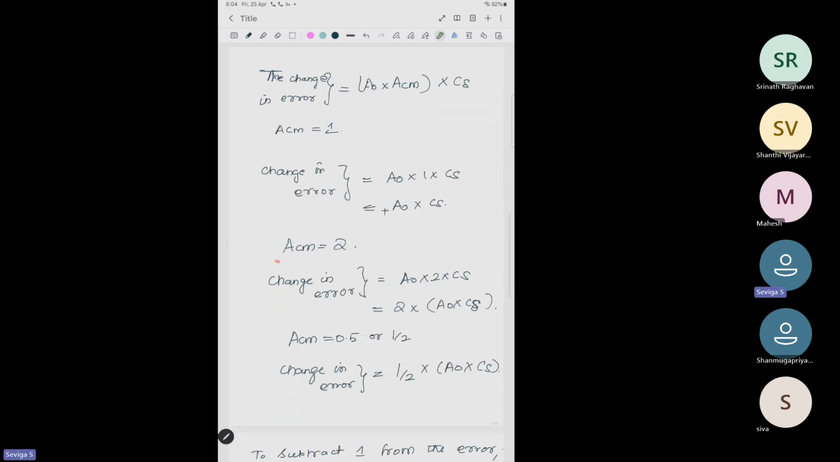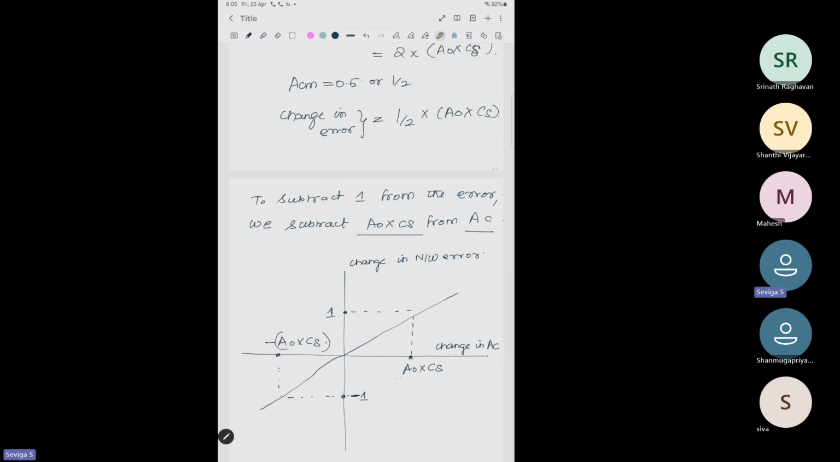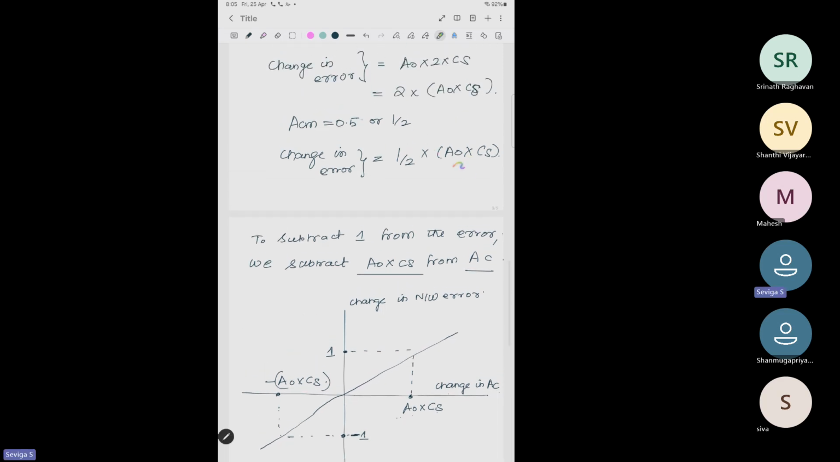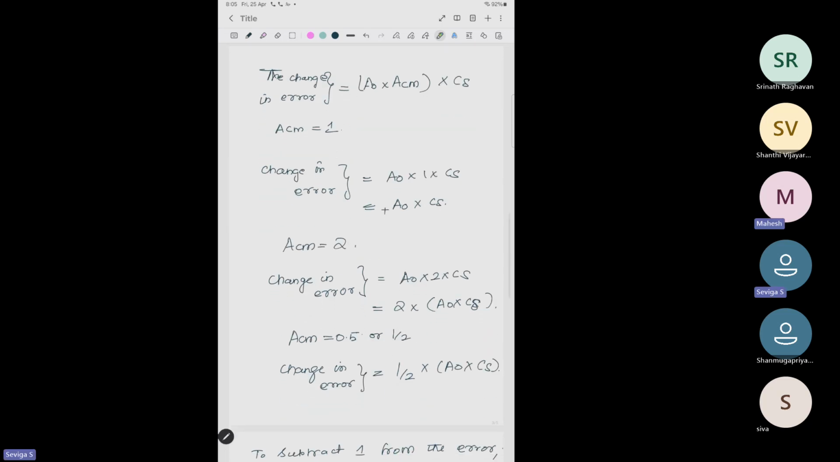When the weight is 2, the error changes by 2 into A naught into AC. When the weight is half, the error is reducing. So otherwise, when the weight change is A naught into C, the change in error is going to be 1, so the error is going to increase by 1. When the change in the weight is 2 into A naught by C, the error is going to increase by 2.